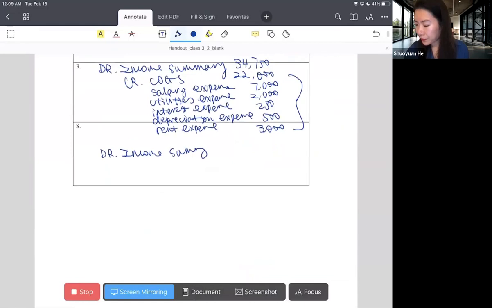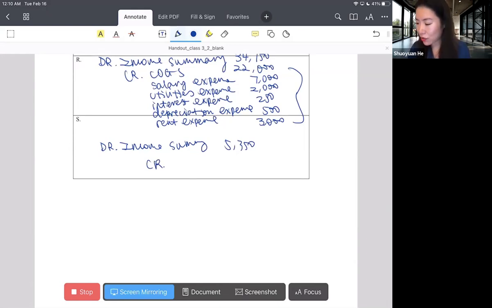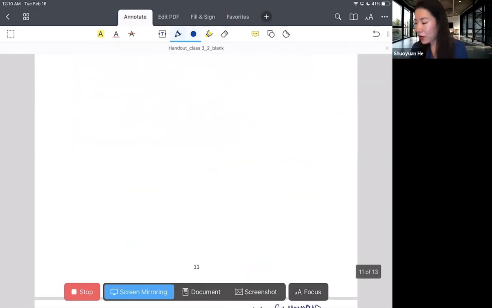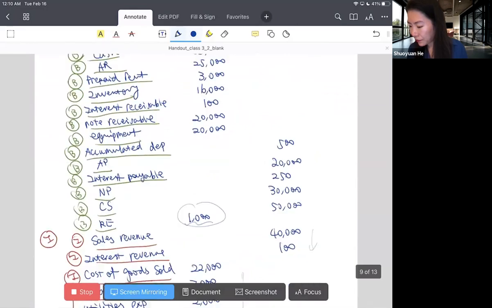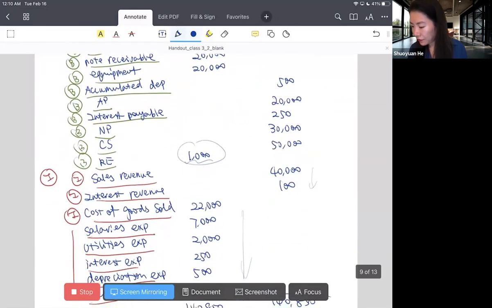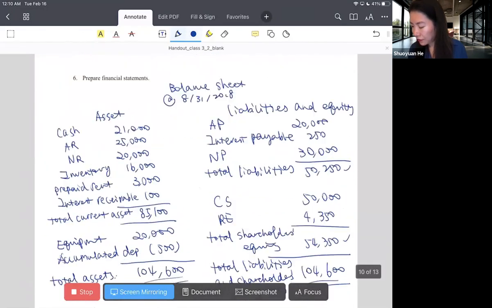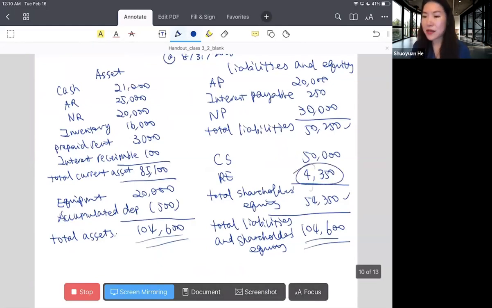And then that journal entry is to debit income summary by 5,350 and to credit retained earnings by 5,350. So that's how retained earnings has a balance of 4,350 on the credit side.